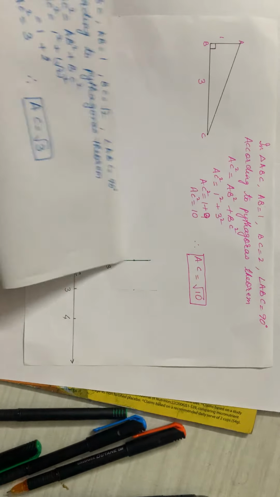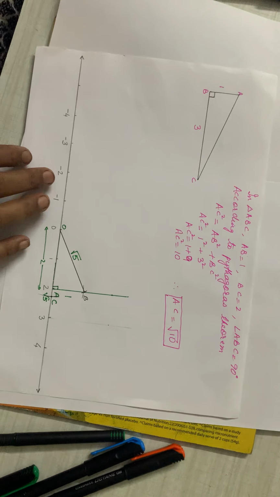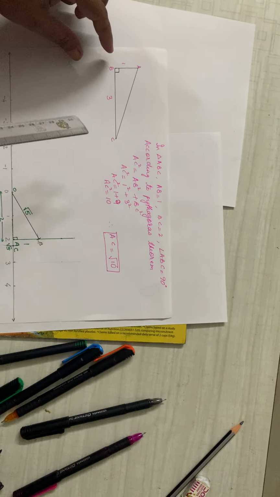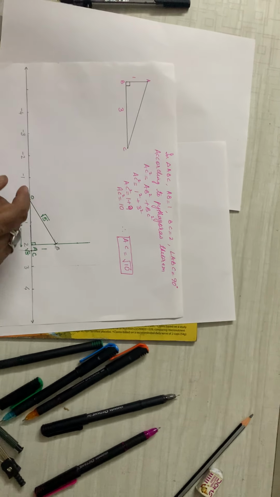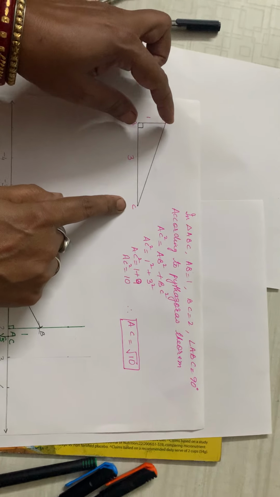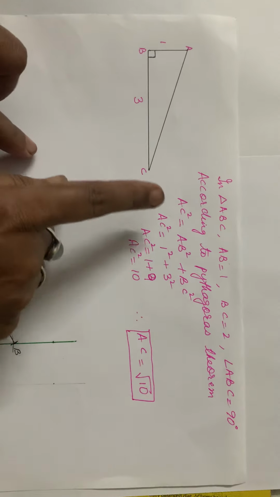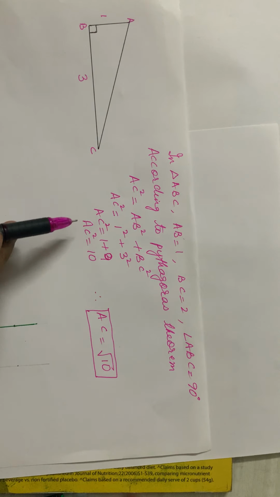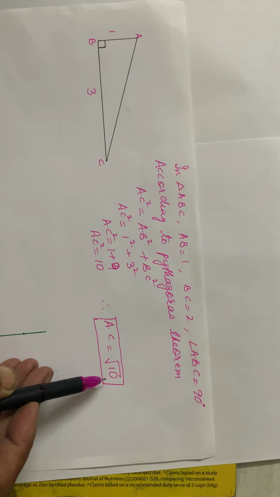Now one more example, root of 10. If I want to show root of 10, then again the same right angle triangle, you have to take a similar triangle where one of the sides will be 3 units and one side will be 1 unit. Again by using Pythagoras theorem, we will find that AC will be equal to square root of 10.